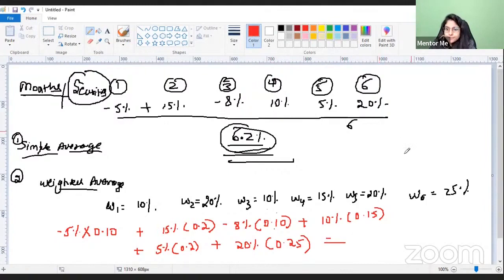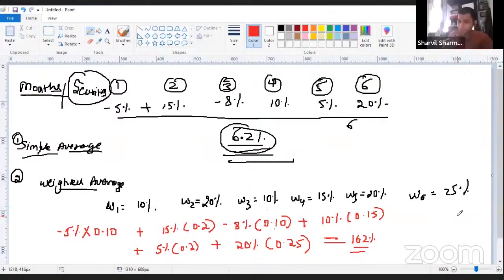What do we get? 16.2. 16.2. Okay, can anybody verify? Is everyone getting 16.2? Please verify. Getting 17.3, ma'am. 17.3. Okay, let me calculate it then.